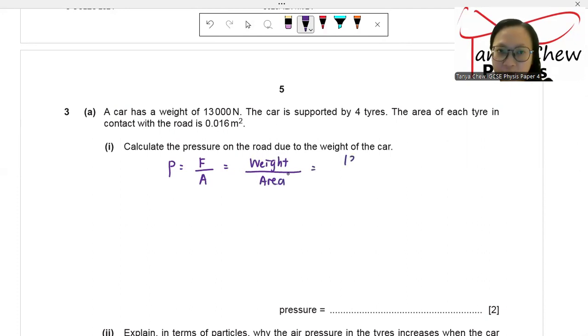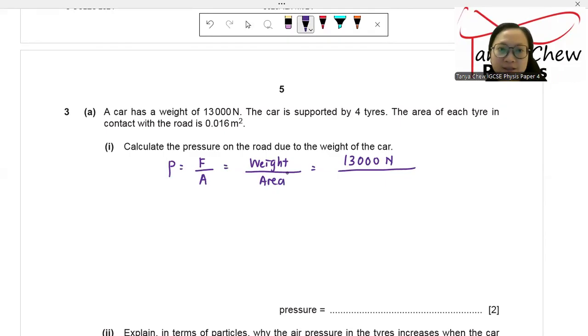The weight of the car is given as 13,000 Newton. What about the area? All the tires of the car are on the road, so all the tires are in contact with the road. Don't you think so? Right.